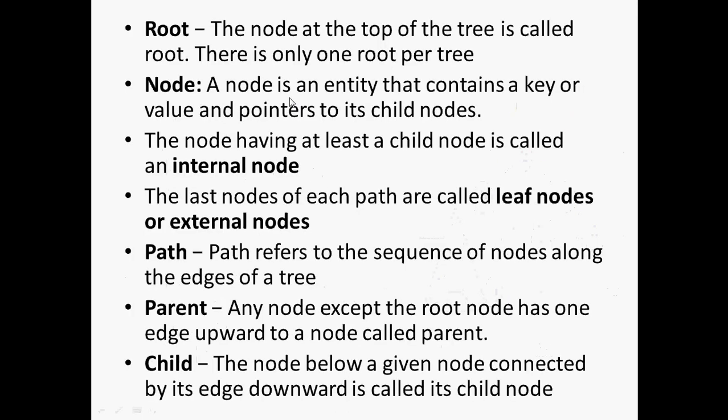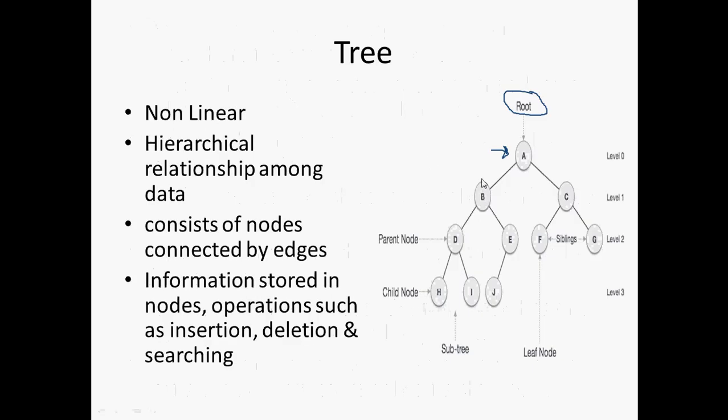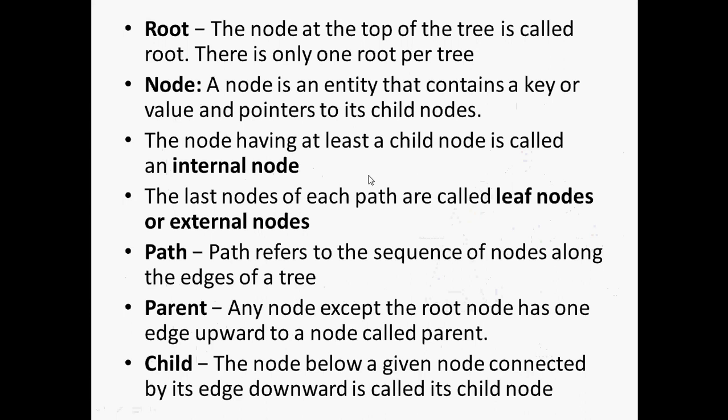Our next definition is node. A node is an entity that contains a key or a value or data and pointers to child nodes. So the circular structure we see in this tree is called a node. It has storage space for some data. It may be a value, it may be a character or integer, and it has links to its children. We have internal nodes and external nodes.